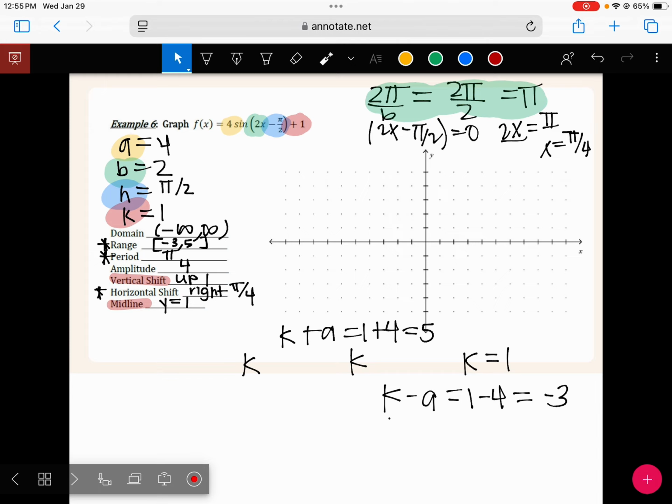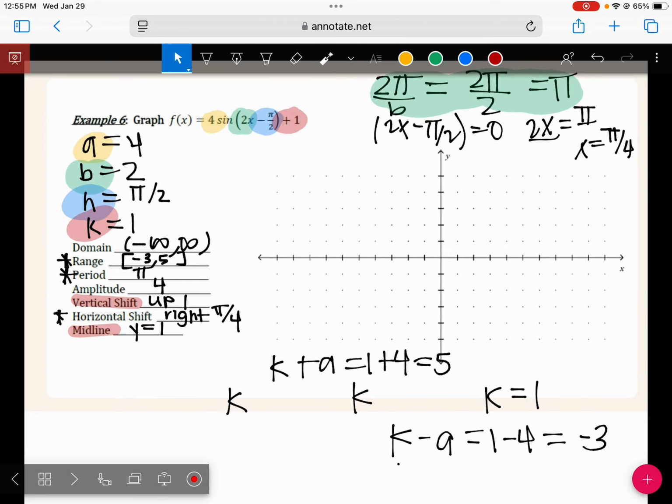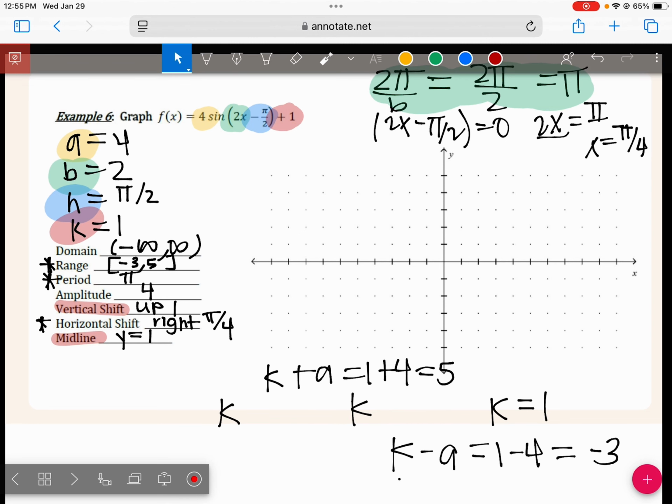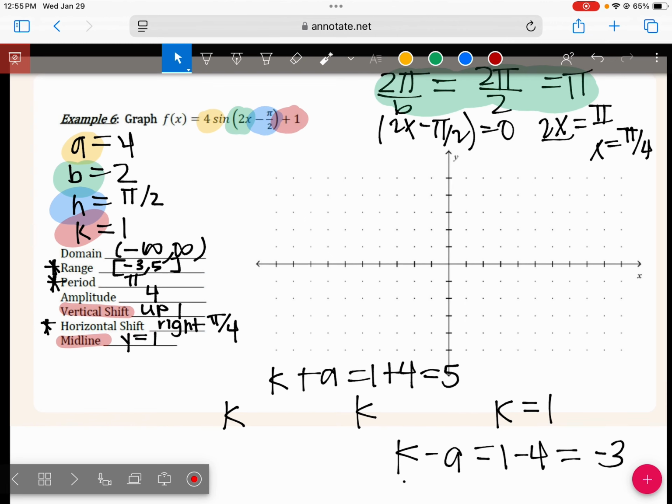Now that we've built all of that, we are going to take all of our values and put them in. So we got our midline at 1, so we're going to draw our dashed line to represent our new x-axis, basically. Sine starts in the middle or at the top? Middle. So it's going to start at the midline. However, we have to also shift our point to the right. So our new 0, 0 is right there.